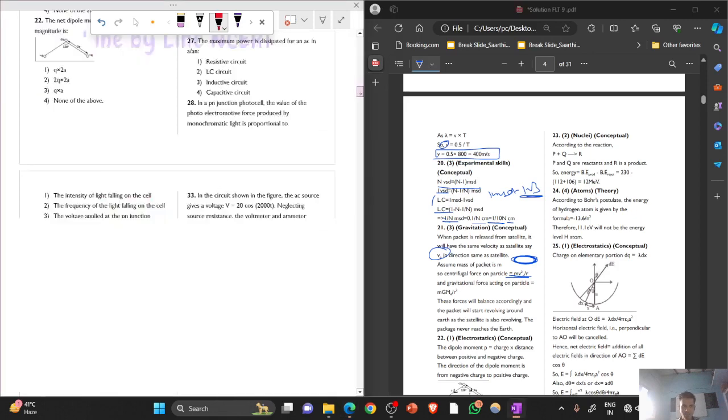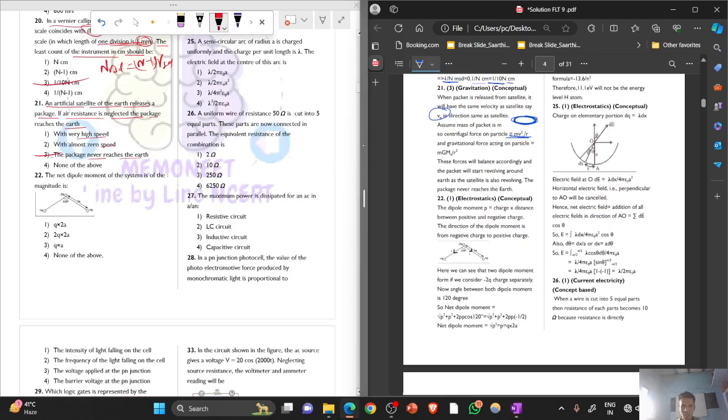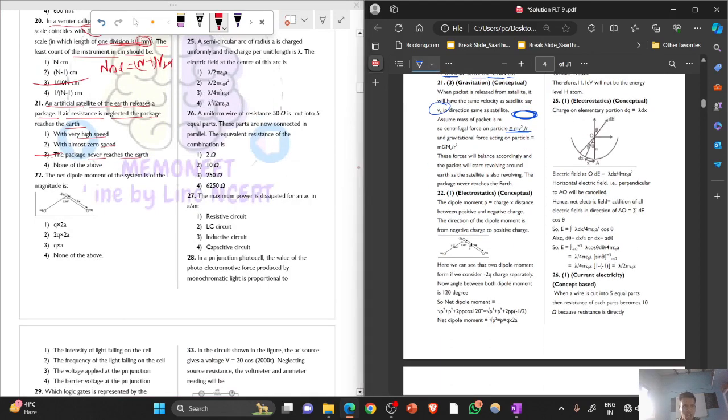Moving ahead. The net dipole moment of magnitude. It is asking about the net dipole moment. Here there is plus q charge, here minus 2q charge, here plus q. It's a simple question. Here one dipole is in this way, another dipole this way. You just need to understand that the angle between the two dipoles is 60 degrees.